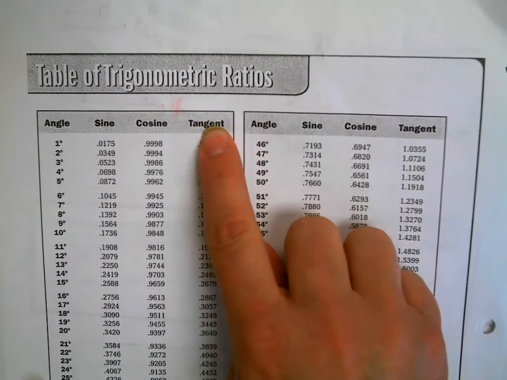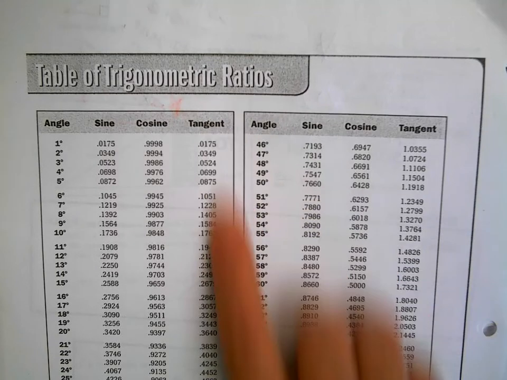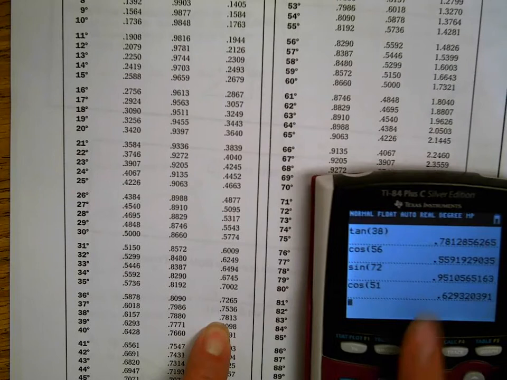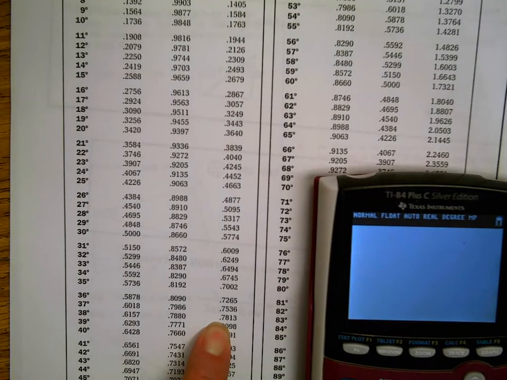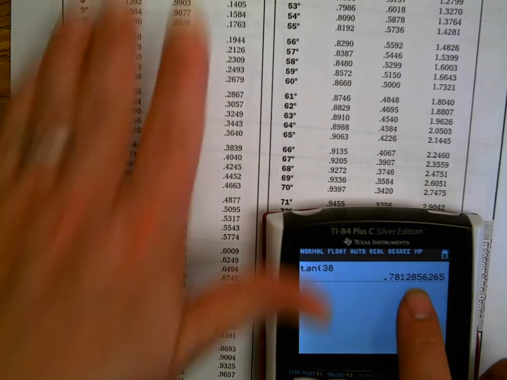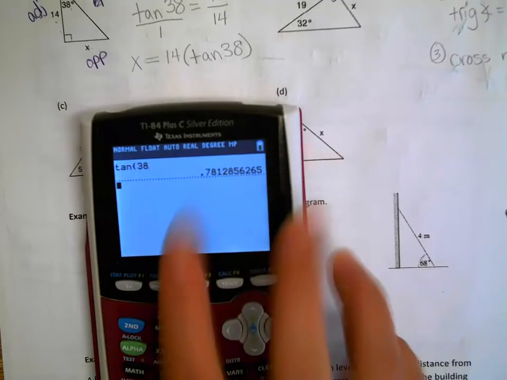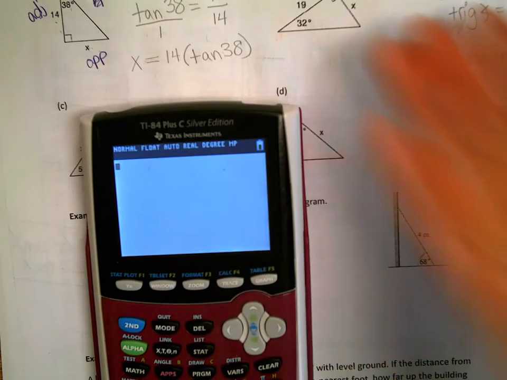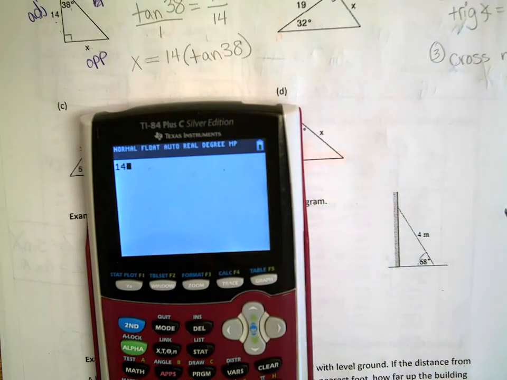So tangent of 38 degrees is down here. Okay, is about 0.7813. Well, if I put that in again, tan 38, your calculator magically puts 0.7813. Okay, so these are all rounded to 4 decimal places for you if you don't have a graphing calculator. But what we're going to do is just type it in. Okay, this is multiplication. It's just like saying 14 times some radical measure, some irrational measurement.